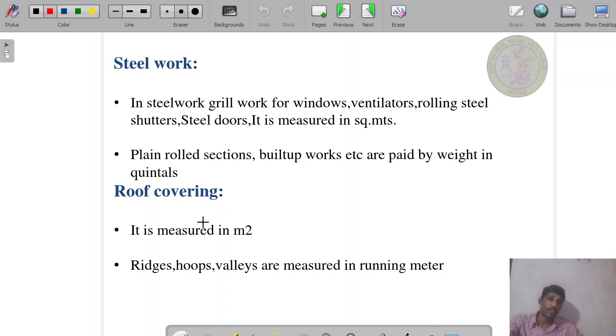Roof covering is measured in meter square. Ridges, hoops, valleys are measured in running meter.